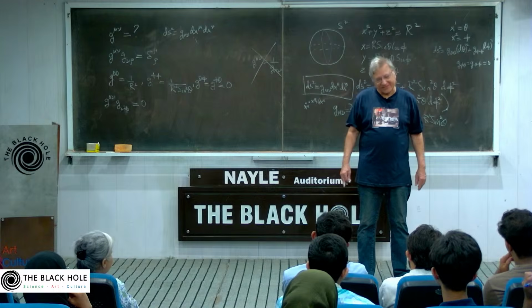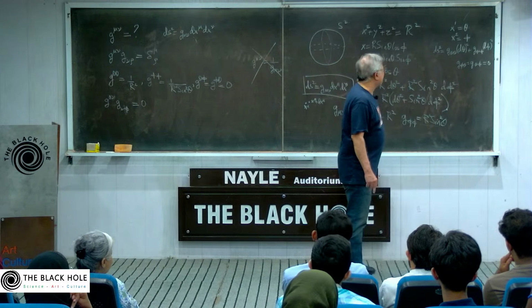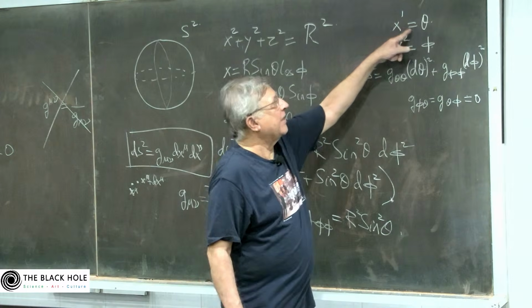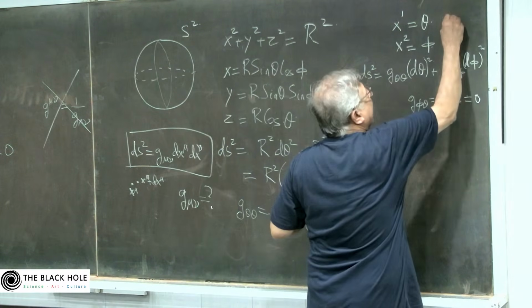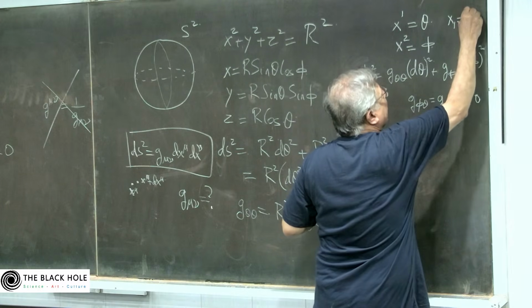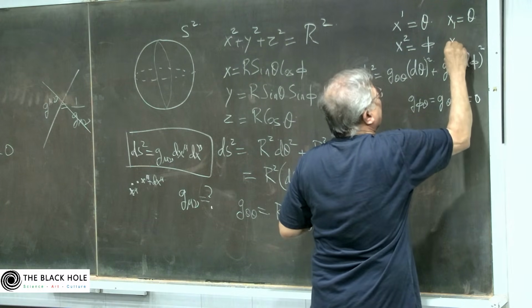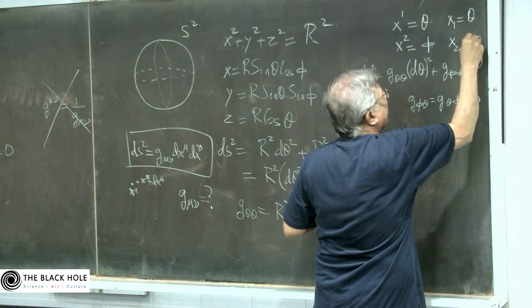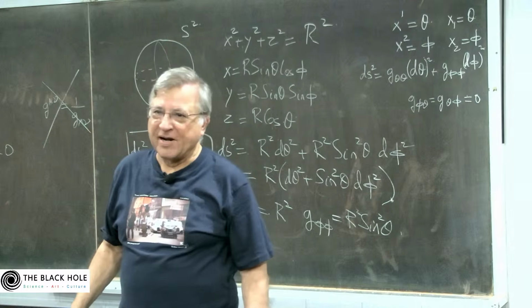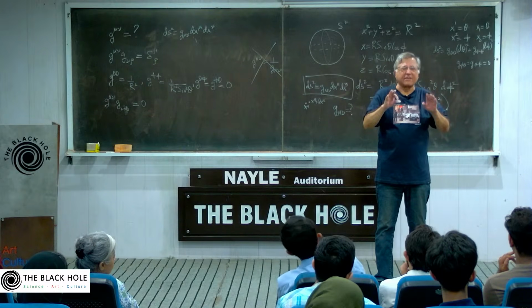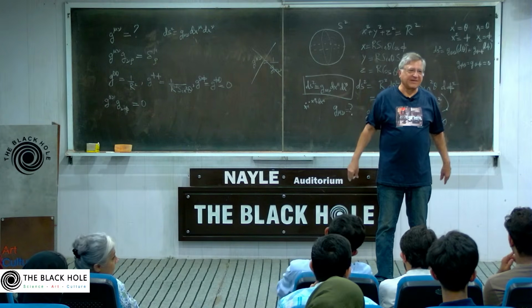That's a good question. I said that for the coordinates. So, x1 is theta, x2 is phi. So no difference over here, but I didn't say that the metric tensors, the metric, would be different.